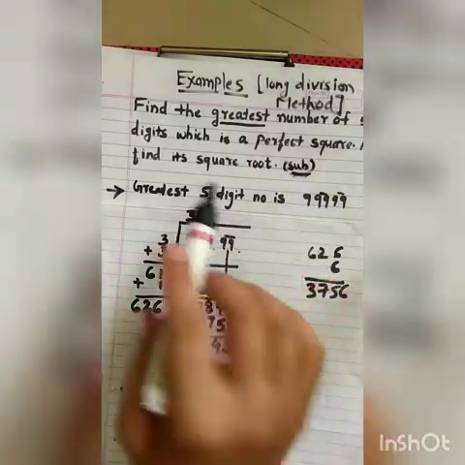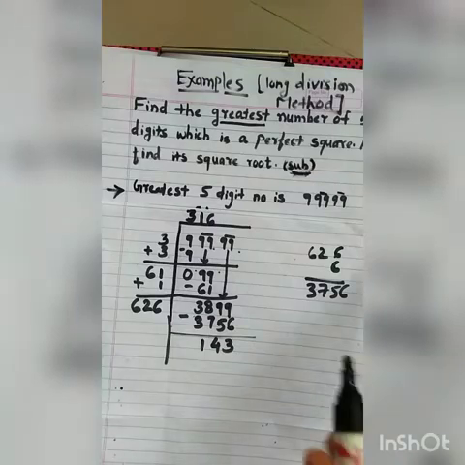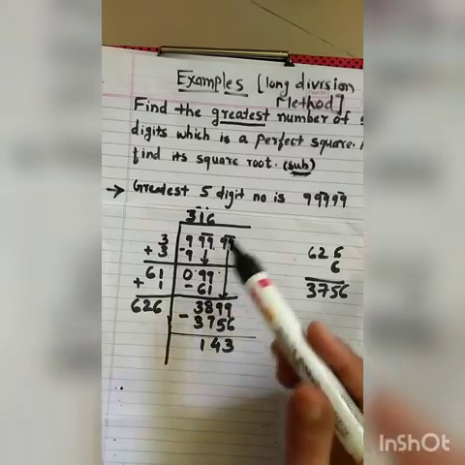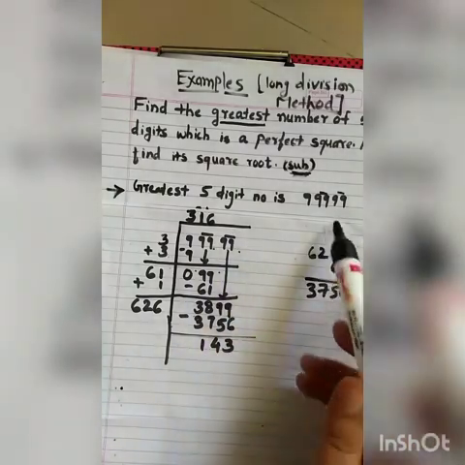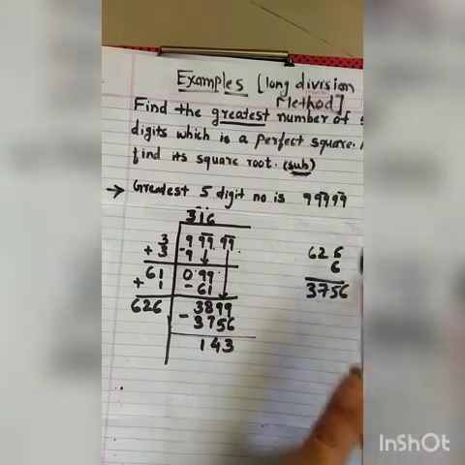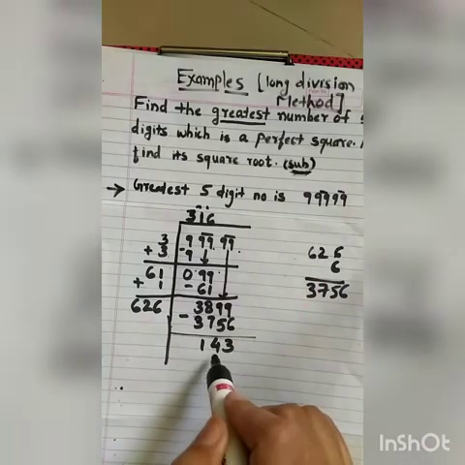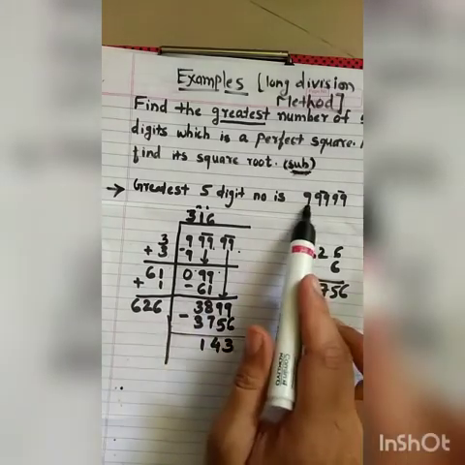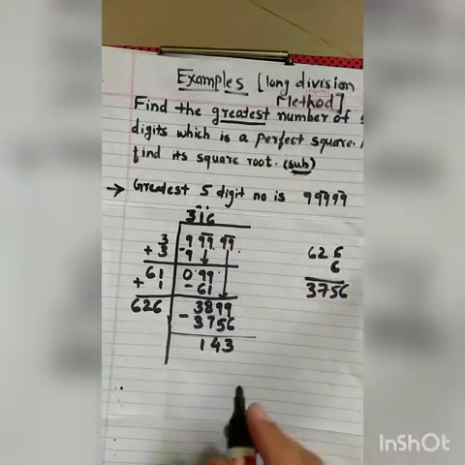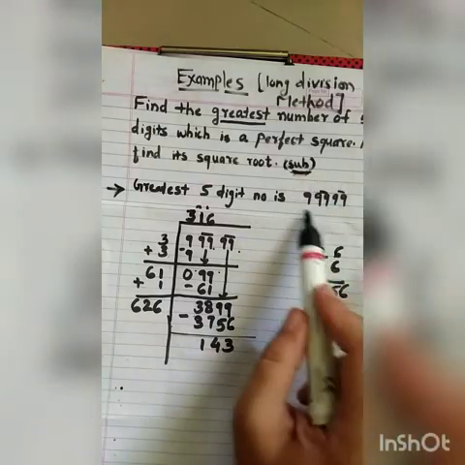Now, as I told you in the starting, that greatest means the sum of subtraction. Why? Because if you have to find out the greatest number, if you add this 143, then it will become a 6-digit number. So we cannot add, so we have to subtract. That's why it is a subtract type of sum. So we have to subtract this 143 from our greatest 5-digit number to find out the greatest 5-digit number which is a perfect square number. This is the greatest 5-digit number, but it is not a perfect square number.